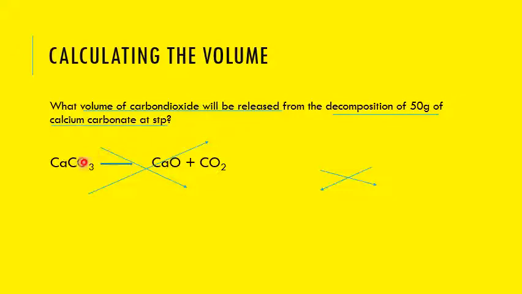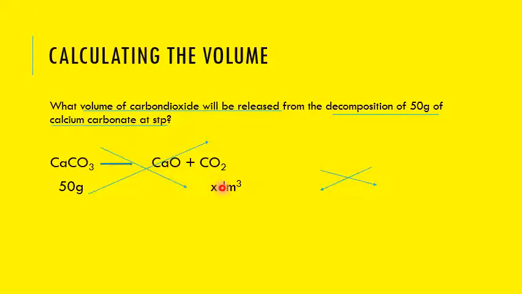So decomposition means that it is a reactant. It's being broken down as a reactant. All right, so I have 50 grams of calcium carbonate, and then I also have an X, which is the volume of carbon dioxide. So that's my X. Okay, and it tells me will be released, so I know that that is going to be a product. So I'm going to put carbon dioxide as a product, and I'm going to put X cm cubed there.